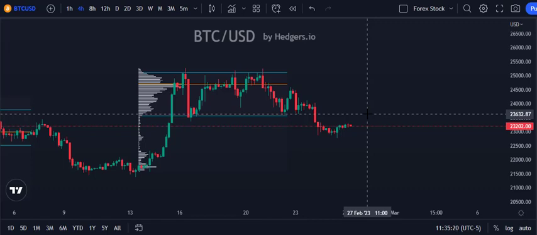While P-shaped profiles often print during the uptrend, a P-shaped profile can also mark the end of a downtrend, indicating a possible short covering rally, which means a short squeeze in the short term. And usually it's a temporary strength within a market.